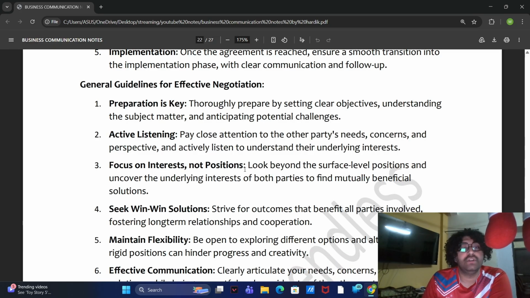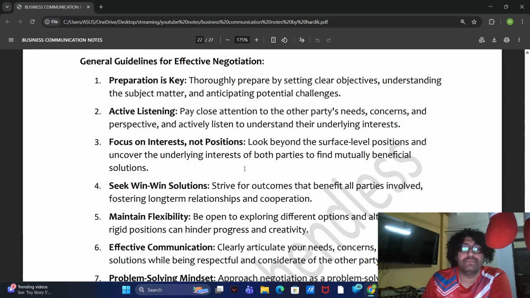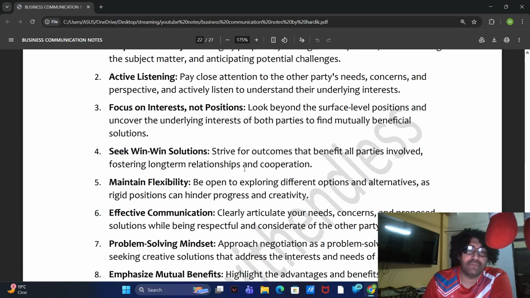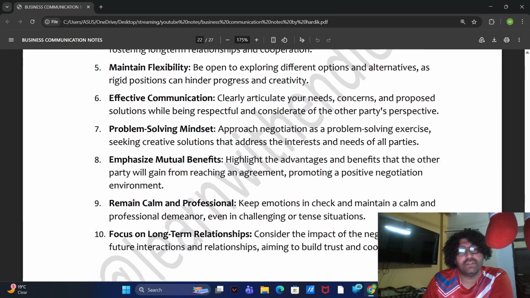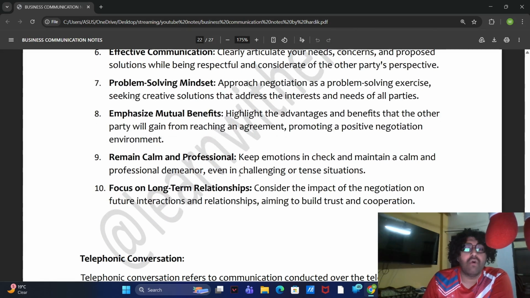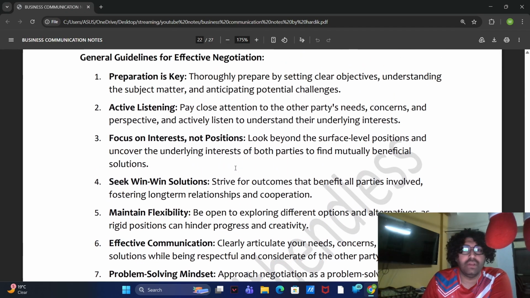Next topic, key guidelines for effective negotiation. Preparation is the key. Active listening. Focus on interests and not positions. Seek win-win solutions. Maintain flexibility. Effective communication. Problem-solving mindset. Emphasize mutual benefits. Remain calm and professional. Focus on long-term relationships. Let's go through them one by one.